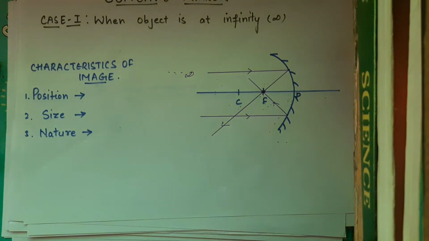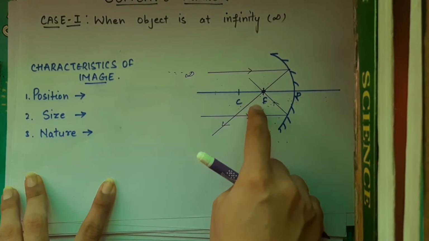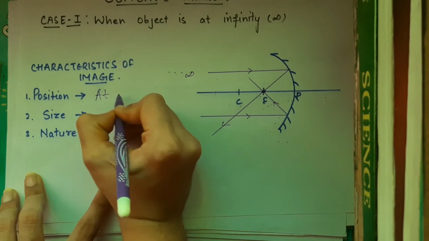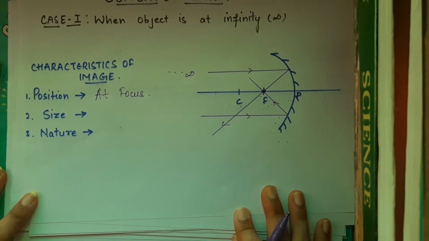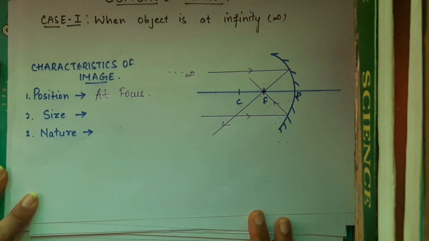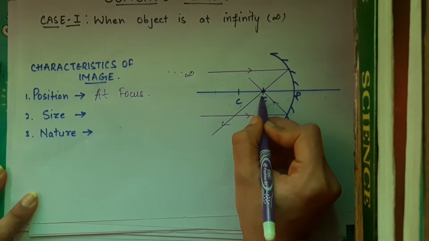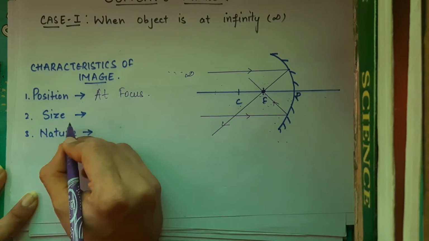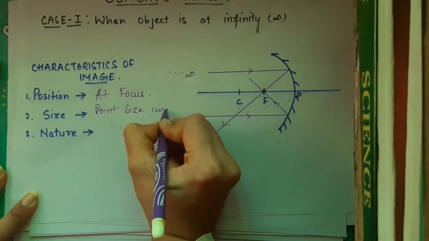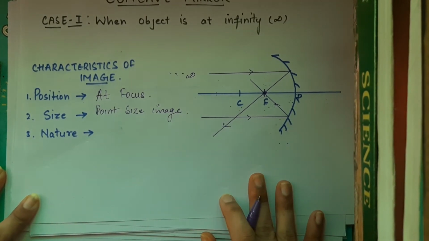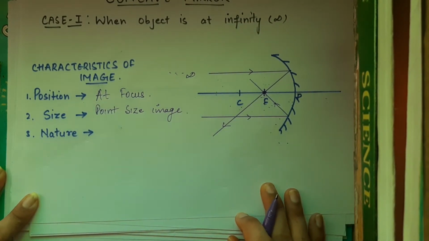So let's do that. What is the position of the image? You can clearly see that the image is formed at F. It is exactly formed at F. F is the focus. And what is the size of the image? The size of the image is highly diminished. Basically for size we talk about two terms, diminished and enlarged. In this case the image is very very point size. So in the place of size we will write point size image. Why am I saying point size? Because you can see that there is no height or size associated with the image here.